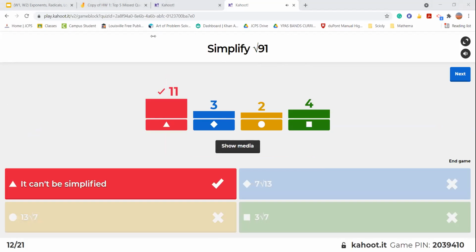So I think a lot of you guys got this one right. But the confusing thing is 13 times 7 is 91. That's not how radicals work, right? You can't just pull it out when there's only one of it. So 91 is 13 times 7, but you would have to have 2 of a factor in order to pull it out, and there's nothing. So it can't be simplified more than this.